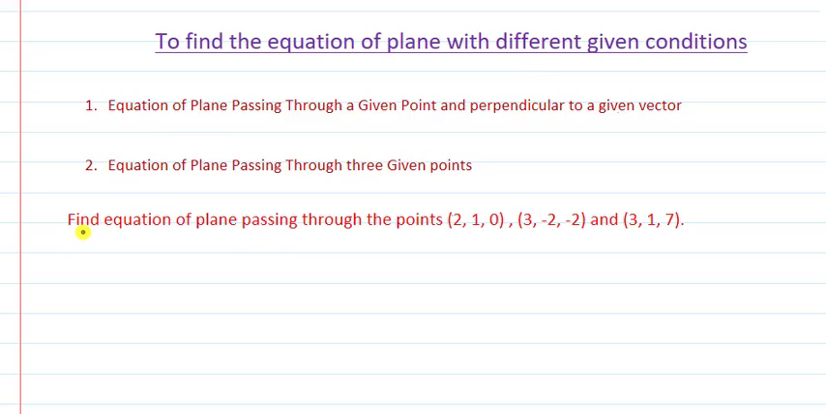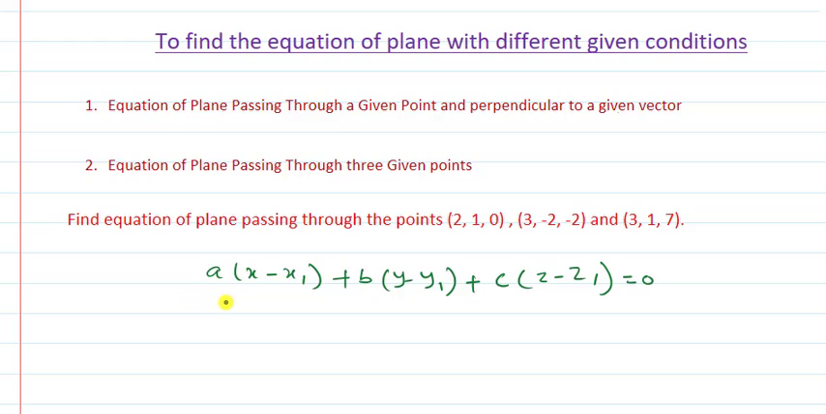The given problem is find the equation of plane passing through the points (2, 1, 0), (3, -2, 0) and (3, 1, 7). You can solve this question in two ways. In one of the ways, we'll use the formula that I told you in previous video, and this is a(x - x1) + b(y - y1) + c(z - z1) = 0.